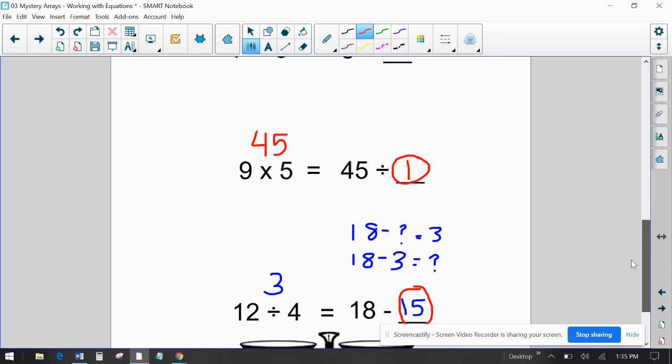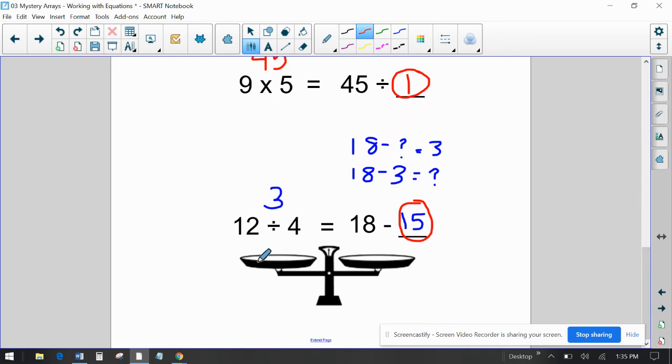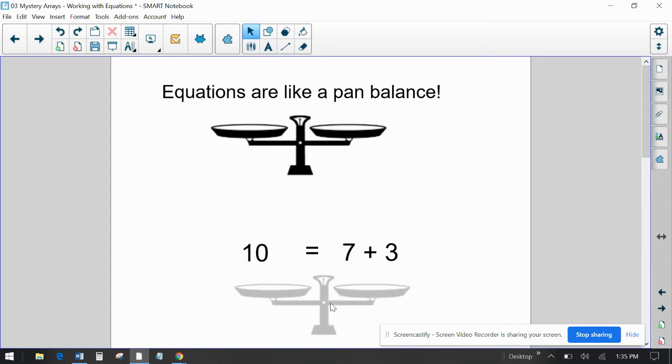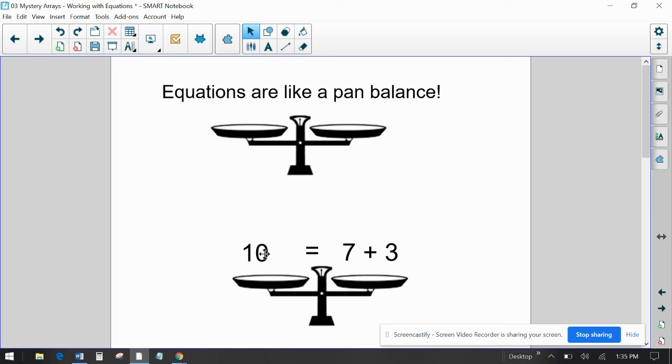So that's how these work. I always think about it like a pan balance. You want both sides to be equal, and they can be written like this, where you have just a number by itself equals, and then the work, the problem that you're doing, or it could be written like the more traditional way. They can flip-flop across the equal sign as long as you're reading them left to right.